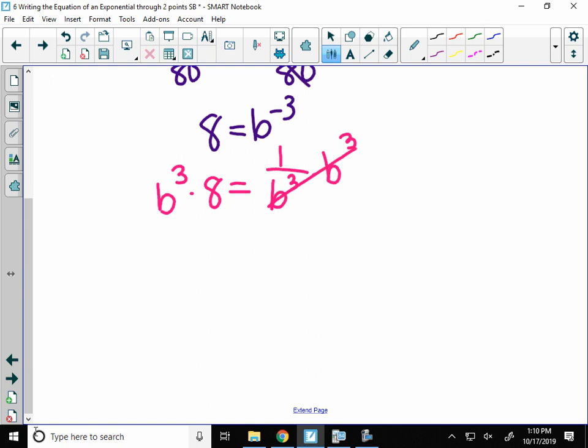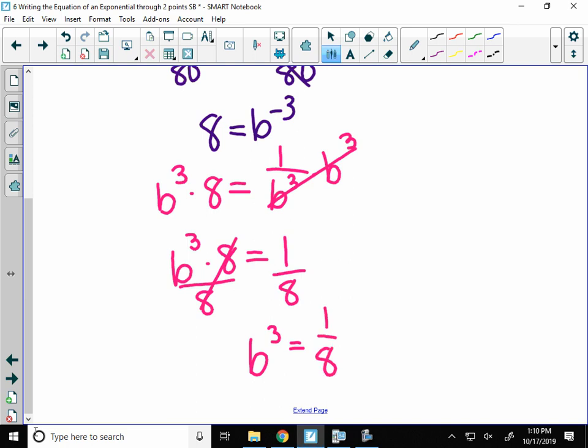That'll give me b cubed times 8 equals 1, and then I have to do what? Divide by 8. On the next one, we'll shortcut this. Those 8's go away. So I get b cubed equals 1/8, and then I take the cube root. Now, if you know your powers like you're supposed to, you don't even need your calculator for that one. What's the cube root of 1? What's the cube root of 8? 2. There's your b.